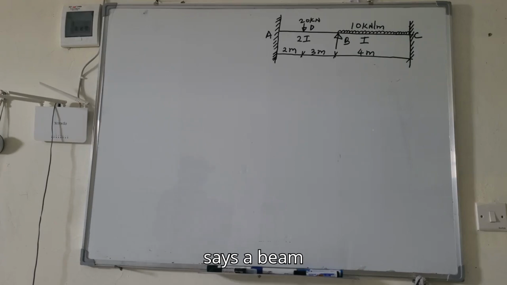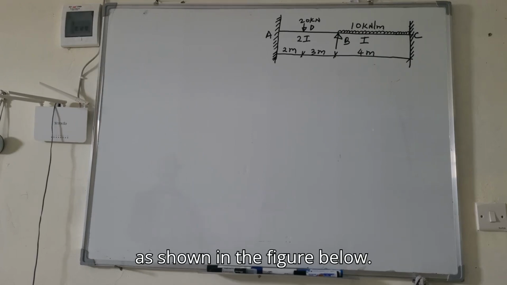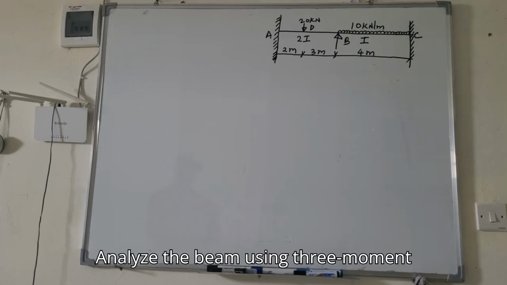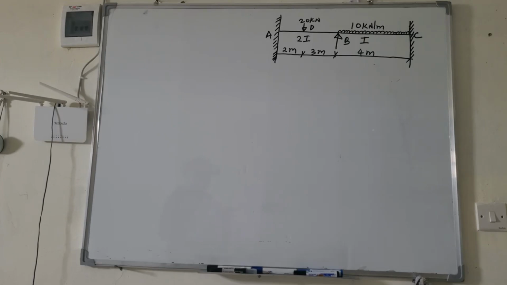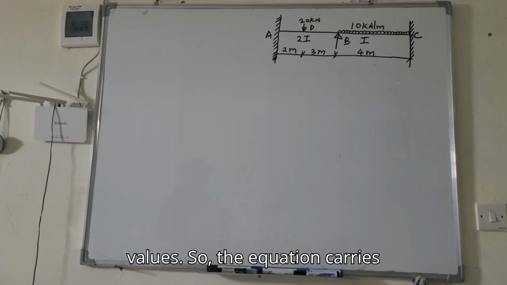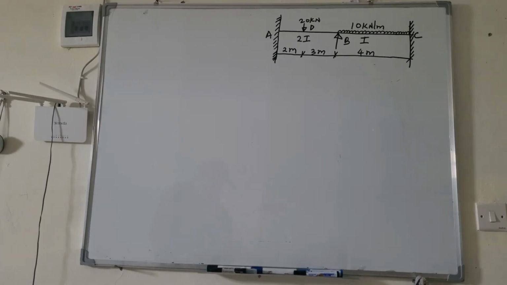The question says, a beam ABC is built in at A and C and supported on rollers at B as shown in the figure below. Analyze the beam using the three-moment theorem and draw the bending moment diagram indicating all critical values. The question carries 20 marks.